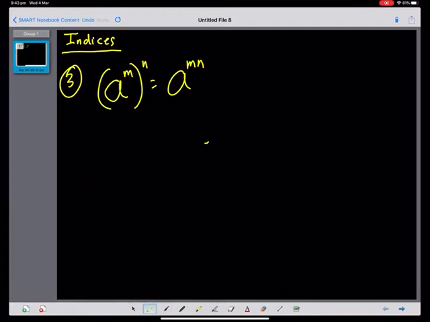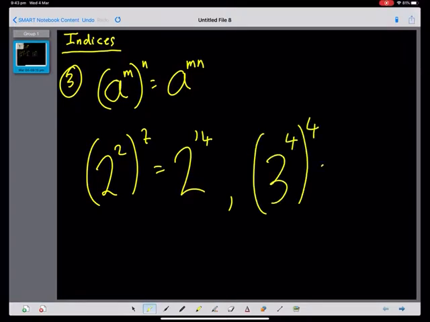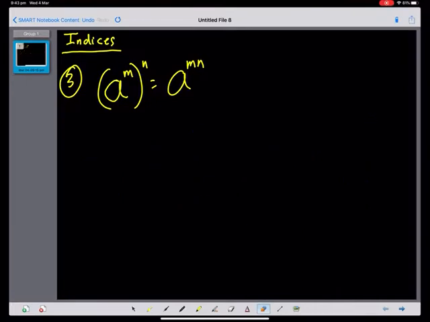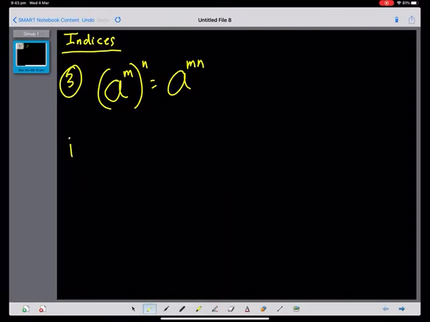Let's do 2 squared to the 7. So we do 2 times 7 is 14. See if we can do this one. 3 to the 4 to the 4. And that is just 3 to the 16. Okay, let's do 3 numerical examples, and then we look at some algebraic ones.